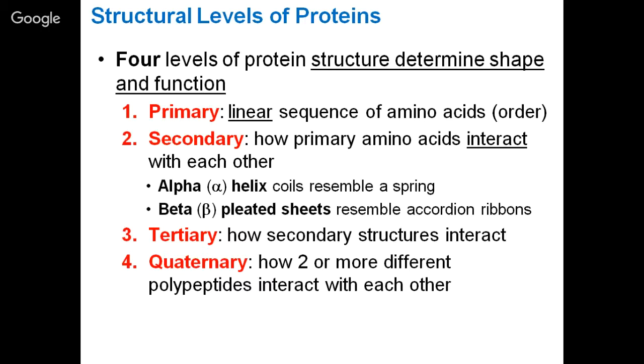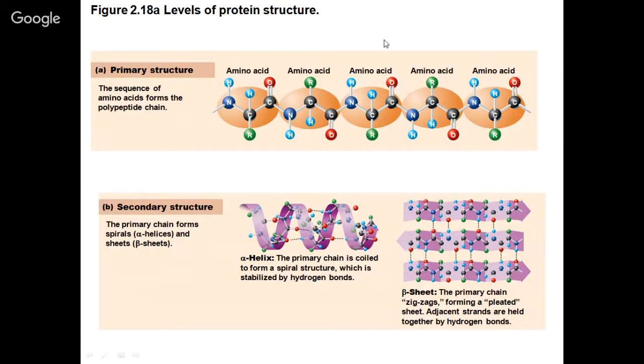The third structure would be the tertiary structure, how the secondary structures interact together, and the quaternary would be how 2 or more different polypeptides interact with each other. So here you would see the primary structure, the polypeptide, because you see they formed the peptide bond. So there are lots of peptide bonds. So that's why it's called a polypeptide.